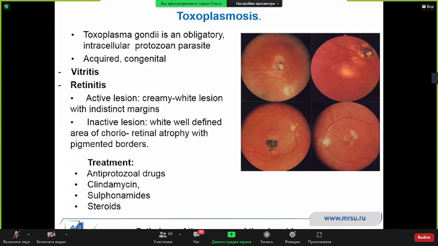Active lesion: creamy white lesion with indistinct margins. And inactive lesion: white well-defined area of chorioretinal atrophy with pigmented borders. It's a very specific variant of pathological focus due to toxoplasma. And specific treatment with antiprotozoal drugs, clindamycin, sulfonamides, steroids, but now there are no treatments very specific to toxoplasma. It's a pity, but we use those variants which can help us a little bit, of course, in the acute period.